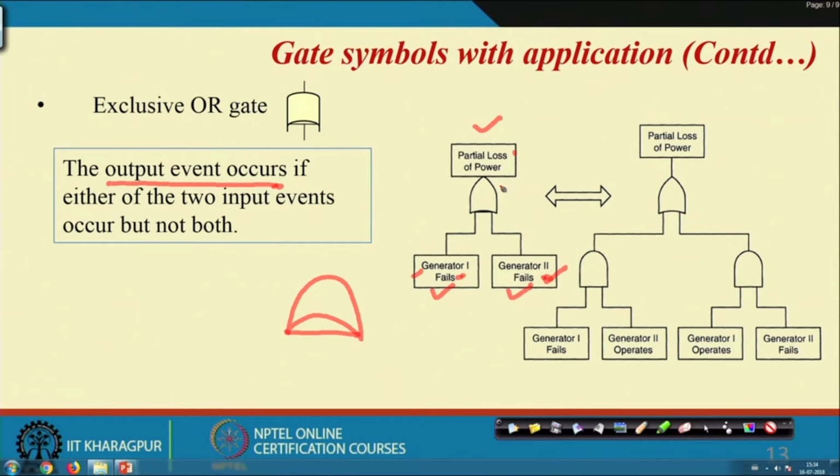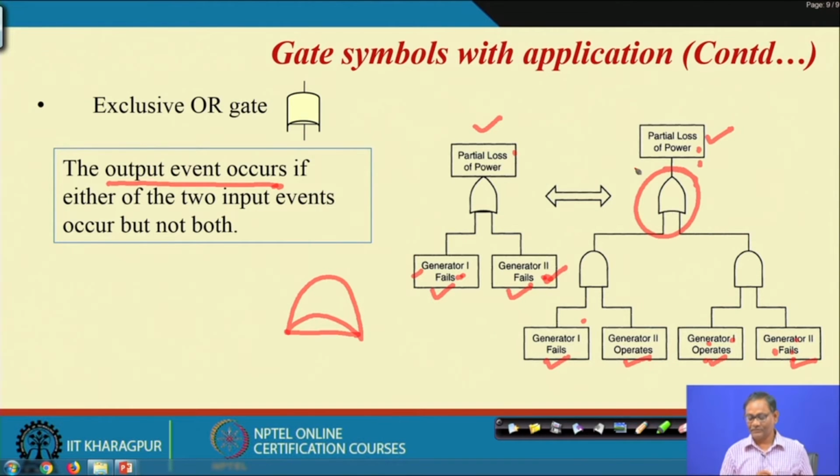Its equivalent is an OR gate. You see, partial loss of power is possible when generator 1 fails and generator 2 operates, or generator 1 operates and generator 2 fails. If this condition occurs, that means there is no supply of power here; here generator 1 operates and generator 2 fails. If this condition occurs, partial loss of power will be there, or if this condition occurs, partial loss of power will be there. As a result, you are putting the OR gate.